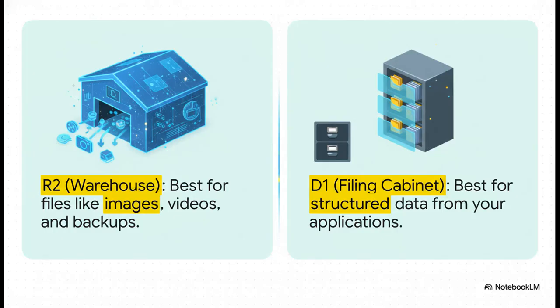So let's put them side by side. It's actually pretty clear, right? R2 is your warehouse for all the big, bulky files, and D1 is your smart filing cabinet for the organized data that your application runs on. Simple. Two different tools for two very different jobs.